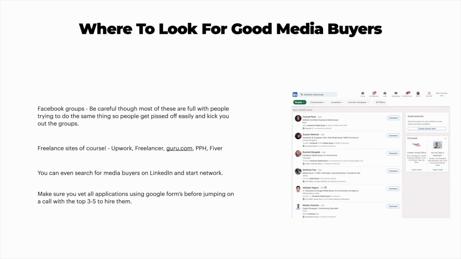By the way, if you're wondering how you do this, you don't just post one time for a media buyer and think you're gonna get one. You have to post like an absolute addict, like you're just addicted to posting the same post. It's ridiculous how many times you have to post to find a media buyer.